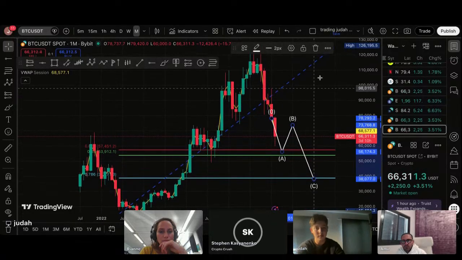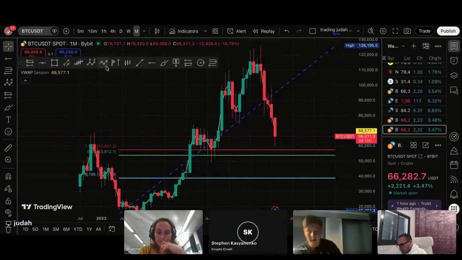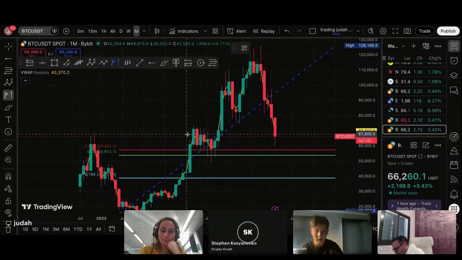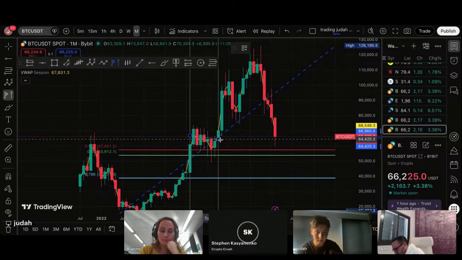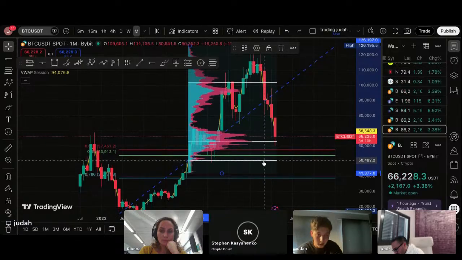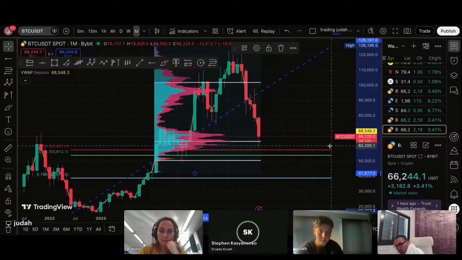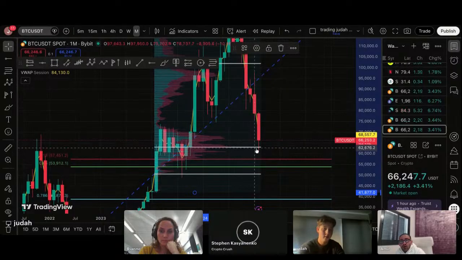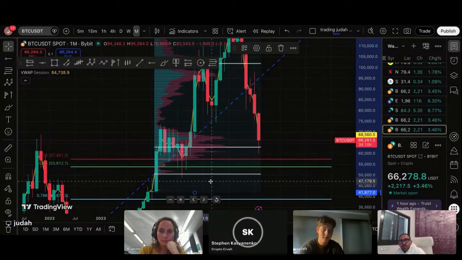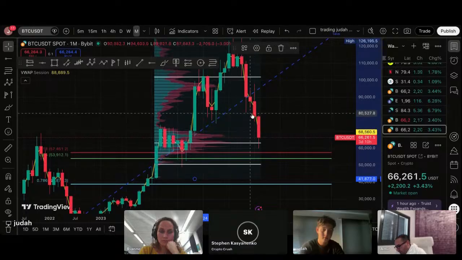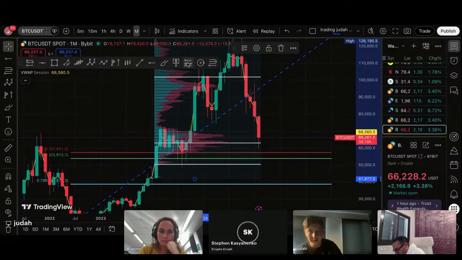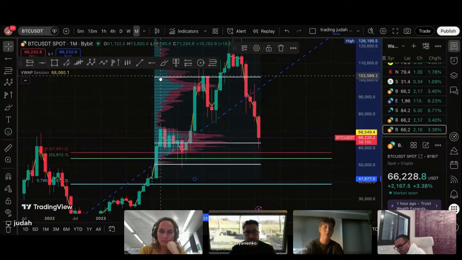But I think what is also very interesting is that if I use the fixed range volume profile and we go to this range of 2024, we're actually bouncing off the POC right now. What is POC? This is a cool indicator you just opened up on your screen. It looks like a volume heat map. It basically shows where the majority of the volume is, and volume is very important.